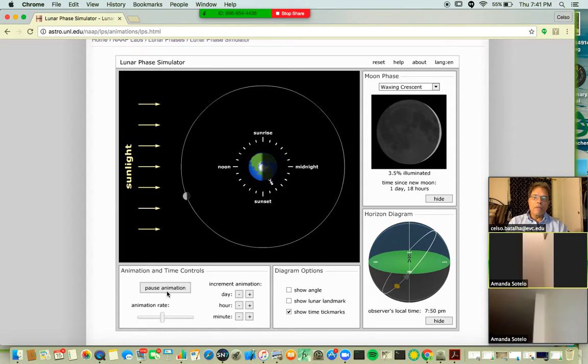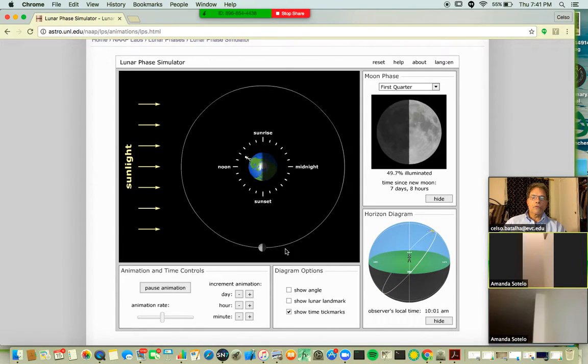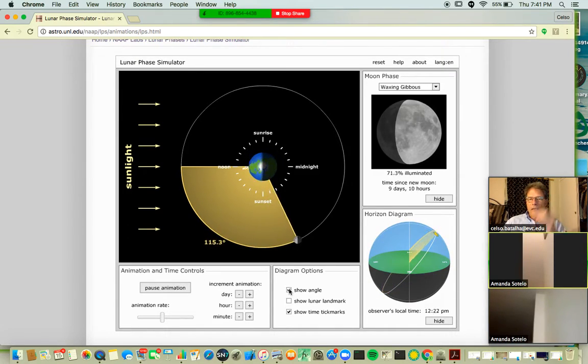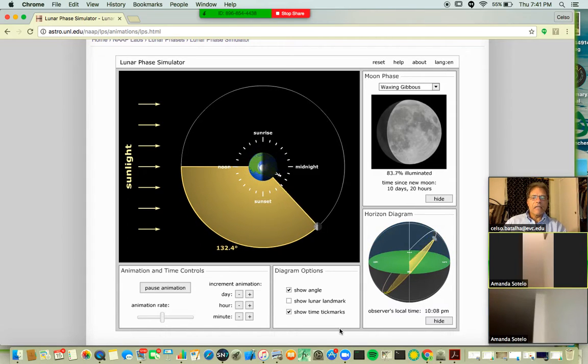So if you start the animation, take for instance the sunrise as a point of reference. Sunrise and another sunrise, this is one day. So each day the moon goes forward about 12 degrees. We can show the angle, I think. See that? About every day the moon goes forward 12, 13 degrees, and as it does, the phase changes.